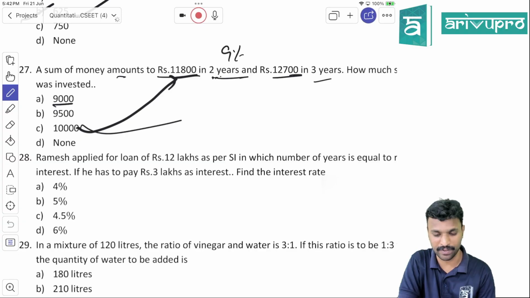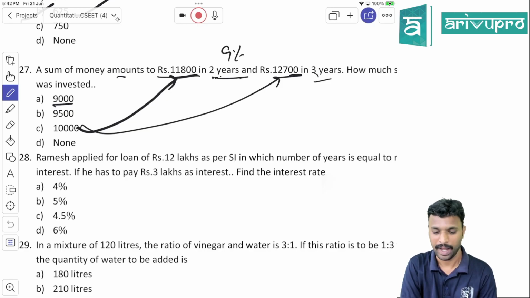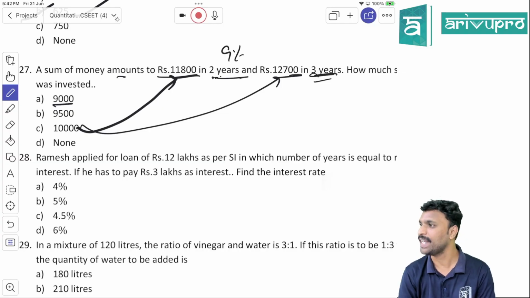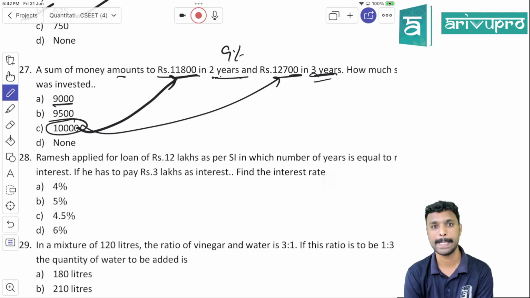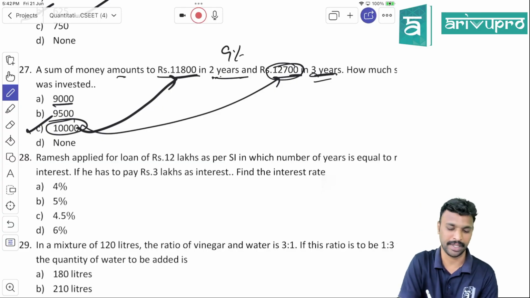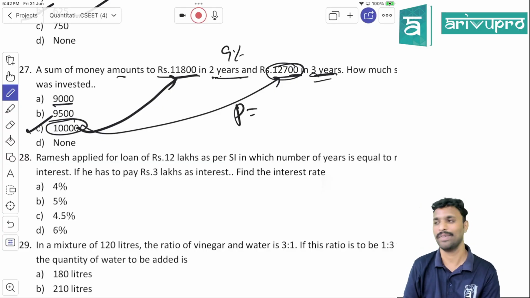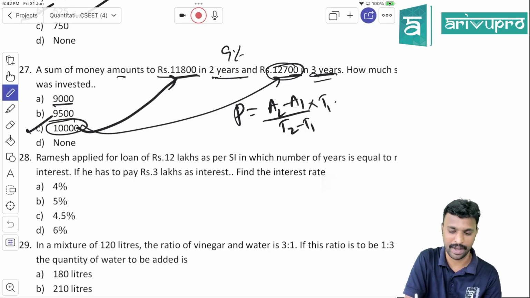It should be applicable for this also. Check. What is the number of years? 3 years. 27%. Yes or no? 27% of 10,000 is what? 2,700 only. So 12,700 is the amount. That means option C is the right answer. If you're not able to do it, I shall give you one method. It is A2 minus A1 by T2 minus T1 into T1 minus A1.